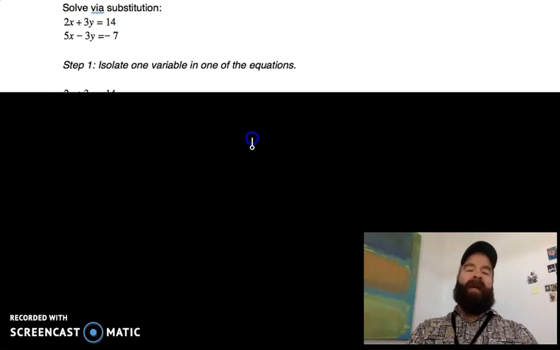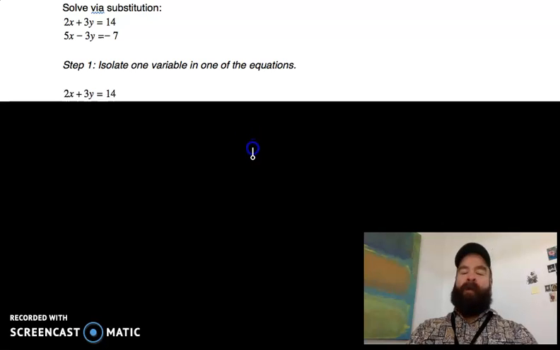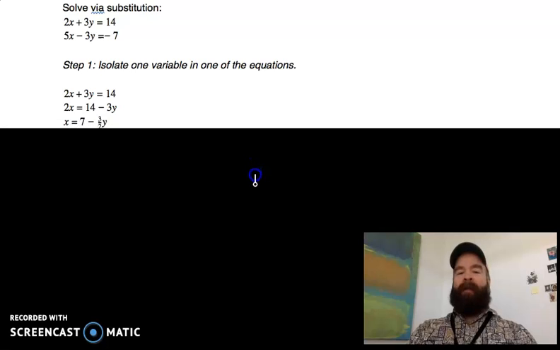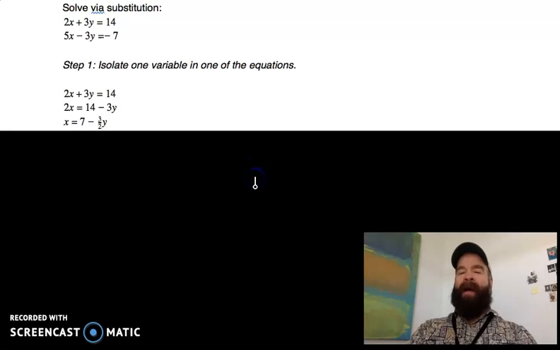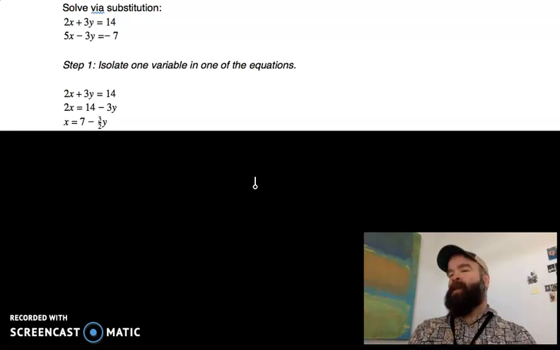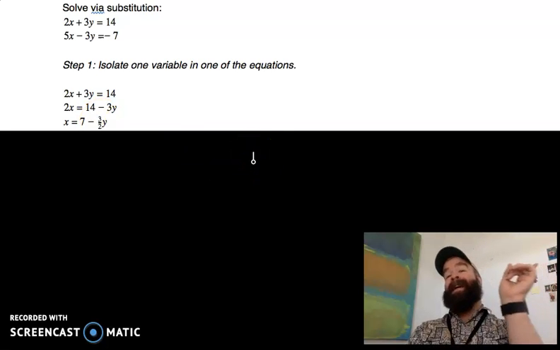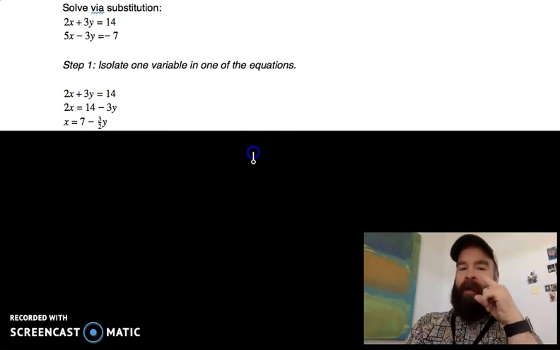So I'm going to work to isolate x. I'm going to start with 2x plus 3y equals 14. I'm going to move that 3y to the other side. I'm going to divide by 2. So now I have an expression for x in terms of y. I know what x equals in terms of y. So I'm going to take that expression and replace the x in the other equation with that expression.